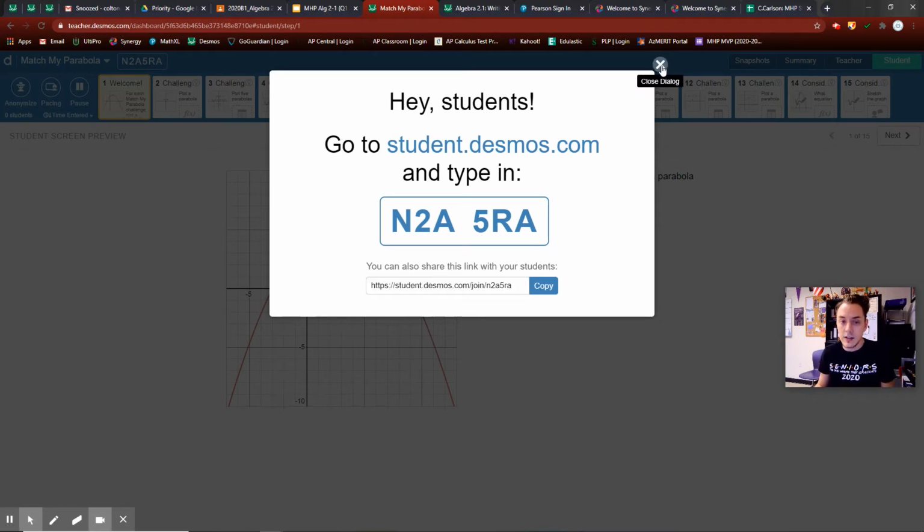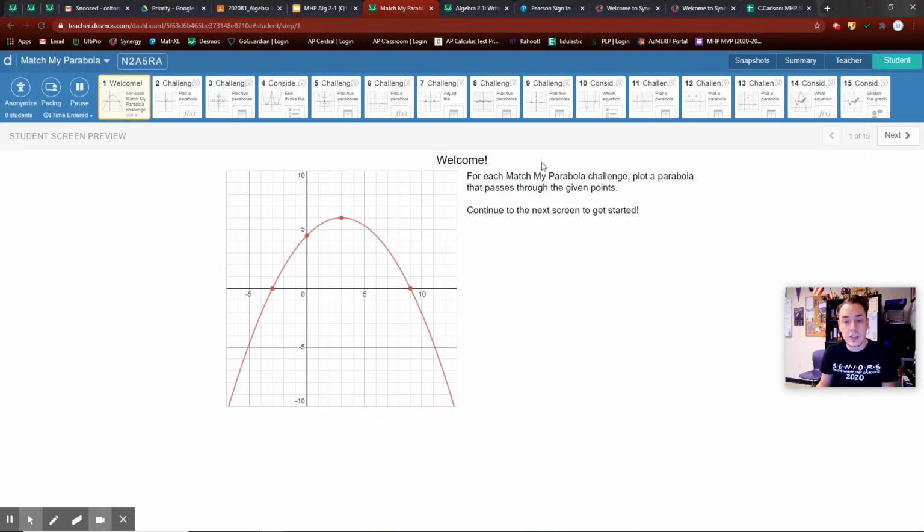Let's get started. So basically, you're just going to be going through each one and try to match what kind of graph they have. Either given these points that they have on the graph, which in that case, you'll be using this to help you, or something else. So let's go start here.